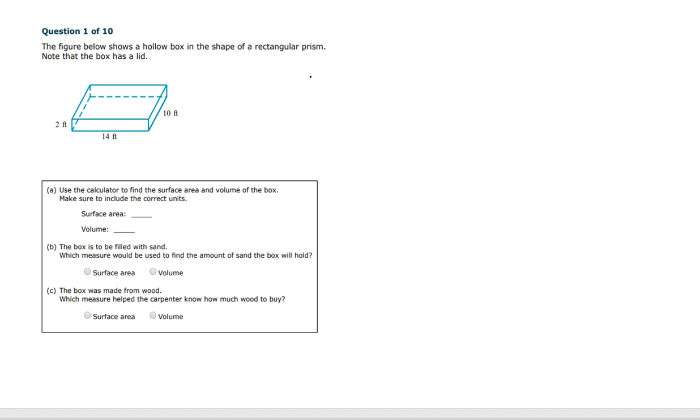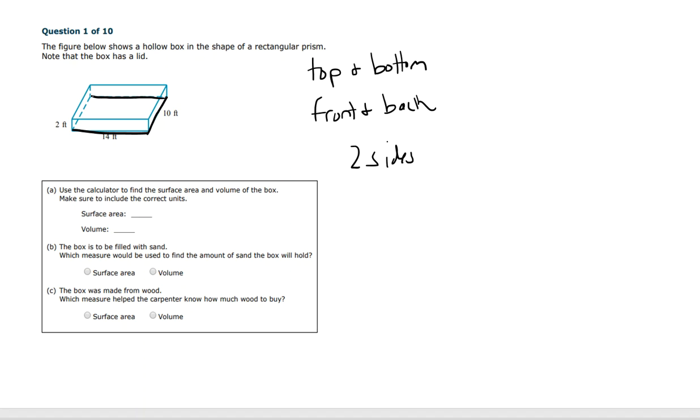Since we're finding the surface area of a rectangular prism, we have to find the area of the top and the bottom. We have to find the area of the front and back. And we have to find the area of the two sides. So for the top and bottom, it looks like this is a 14 by 10. That's our bottom rectangle. So when we multiply those together, we get 140. And there's two of those.